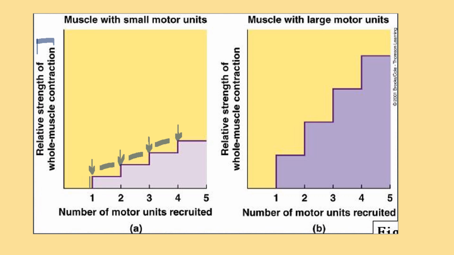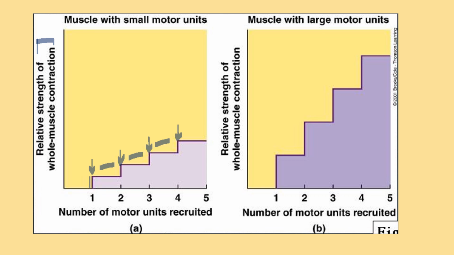Let's contrast panel A with panel B. An example muscle here might be the rectus femoris. That's one of your quadriceps, one of the large muscles on the front of your thigh. These muscles are very powerful. They have large motor units, where one motor neuron might control 2,000 or 3,000 muscle cells.